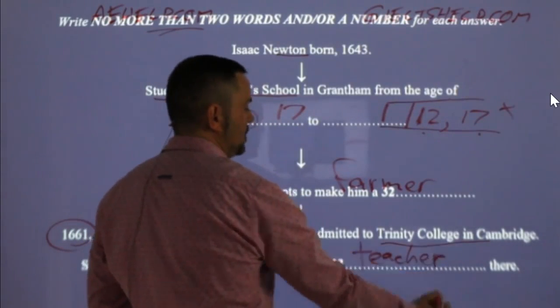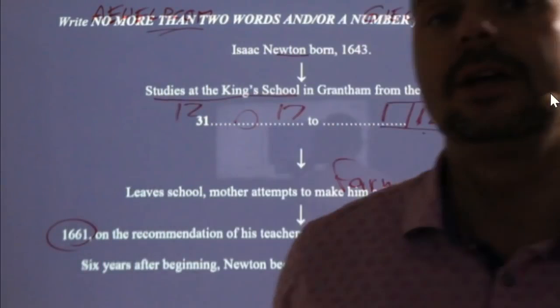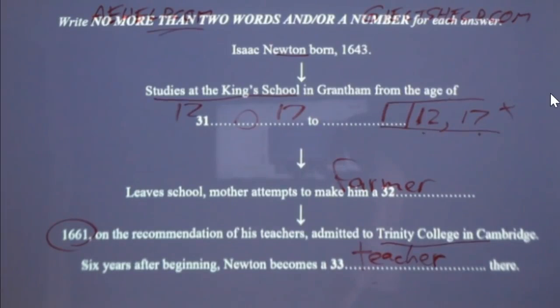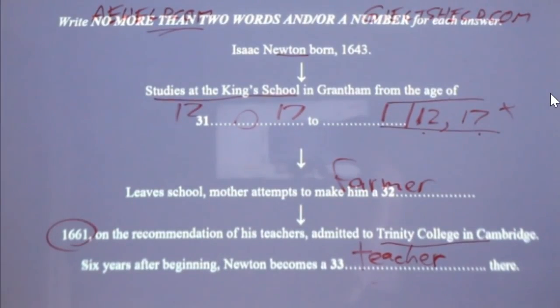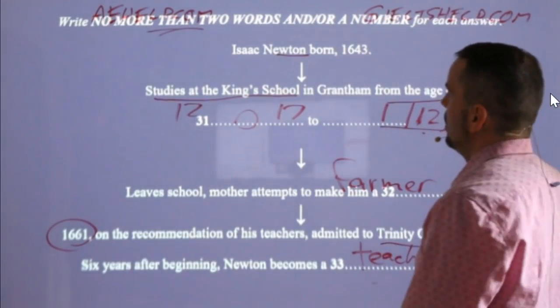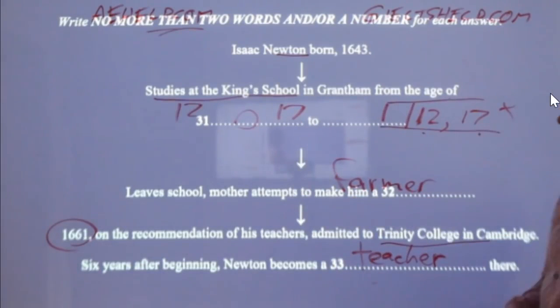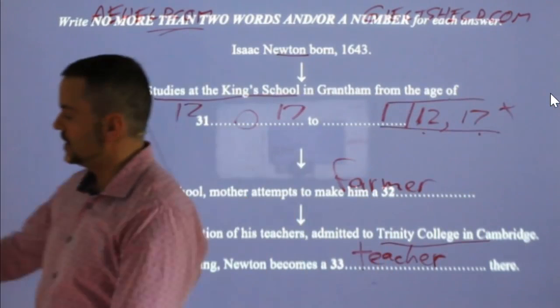He studies quite hard, really doesn't want to toil on the fields, and so he becomes a farmer. Or sorry, he becomes a teacher, not a farmer. Okay, good. So far, 12, 17, farmer, teacher. Good. So some good answers there. Let's keep going.